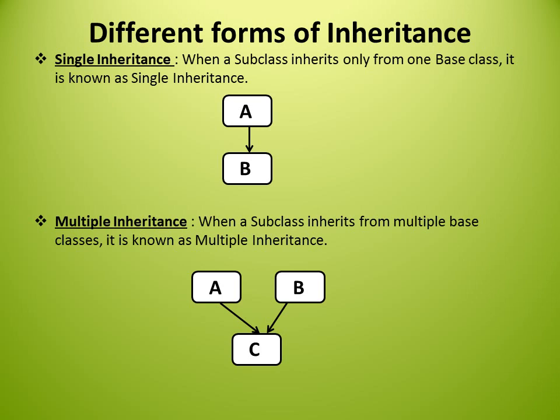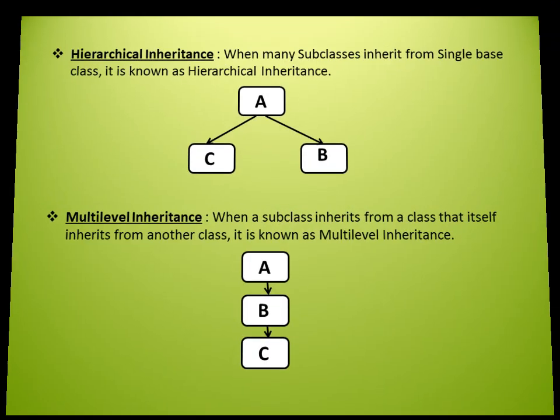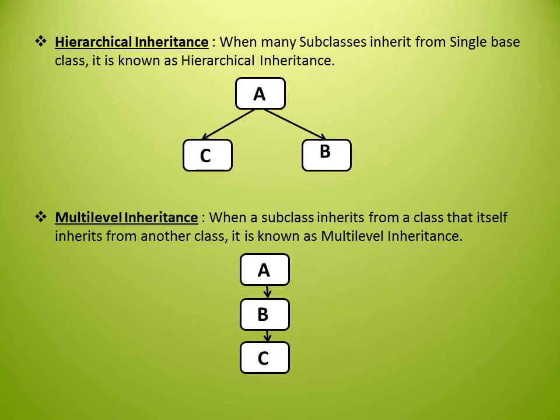The next form is multiple inheritance. You can see here only one subclass C is there. It is derived from more than one base class, that is A and B here. Here only two classes are shown. Generally, multiple inheritance means when a subclass inherits from multiple base classes, we call it multiple inheritance. The next form of inheritance is hierarchical inheritance, where many subclasses can be derived from one base class. We can say it's just the opposite of multiple inheritance.